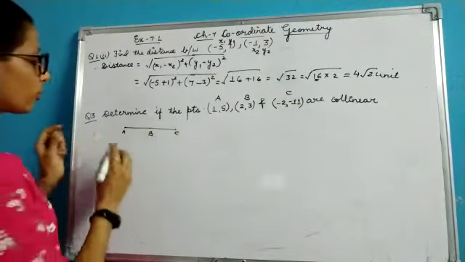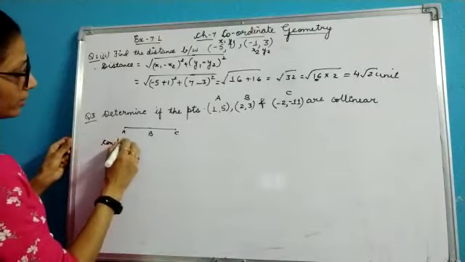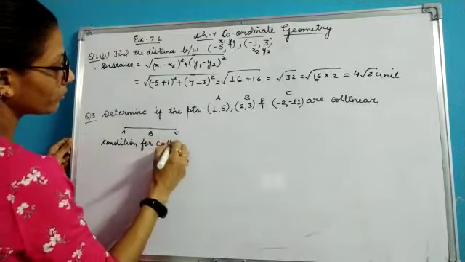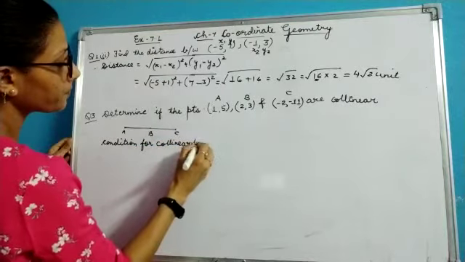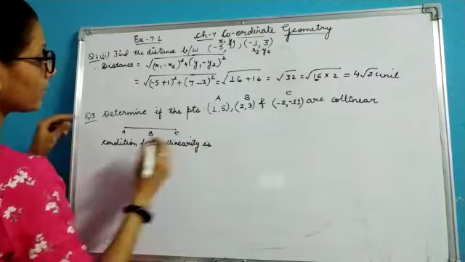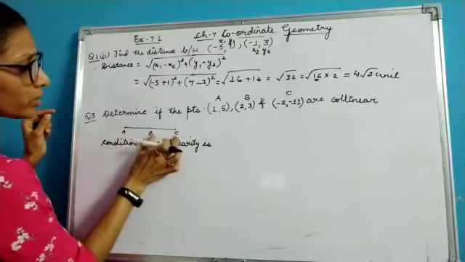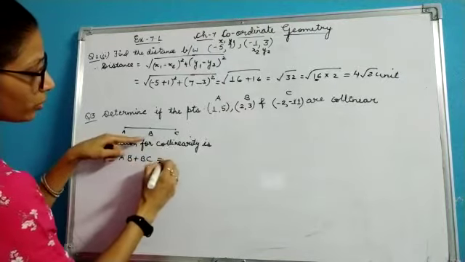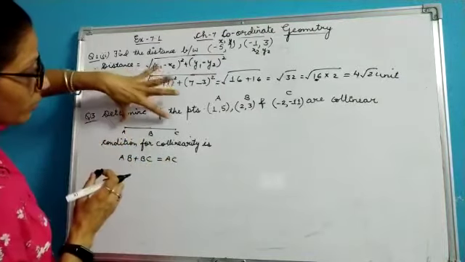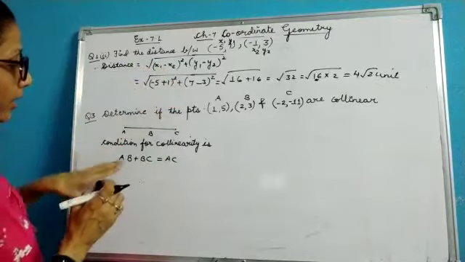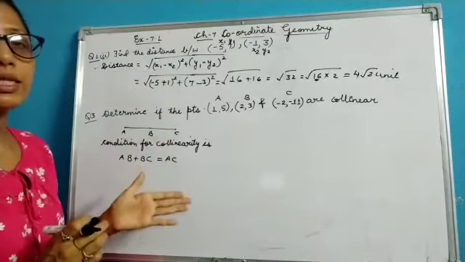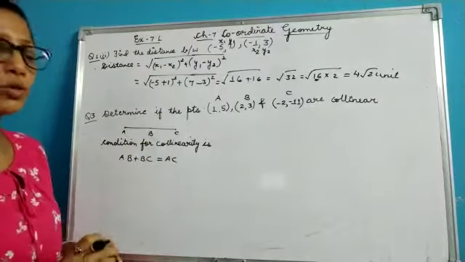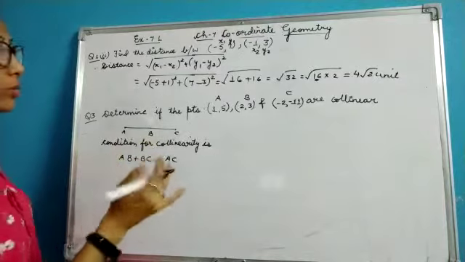Then the condition for collinearity is that the sum of these two distances, that means the sum of AB and BC, should come out to be equal to this AC distance. If these two are equal, then we can say that the points are collinear, and if they don't come out to be equal, that means the points are non-collinear. So let's see whether these are collinear or not.